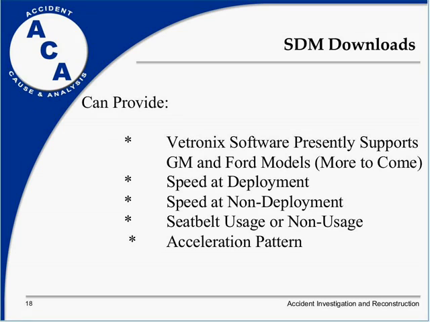When we do analysis of airbags, it's gotten much, much better over the years. And we have equipment, Reconstruction came out with equipment that lets us download most of the GM and Ford models. The GM vehicles have very user-friendly data. It gives us the speed of deployment. It gives us even the speed of a non-deployment. It tells us whether a person is wearing a seatbelt or not using their seatbelt. And it even tells us the acceleration patterns.